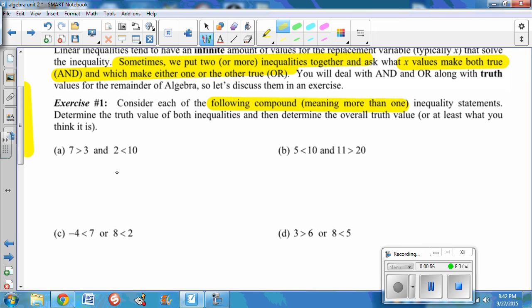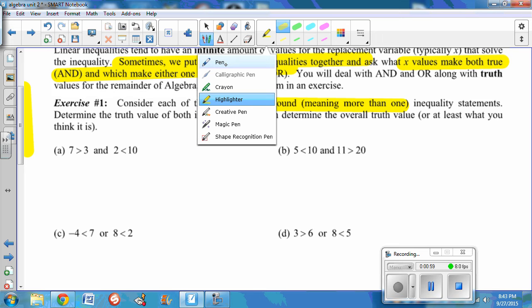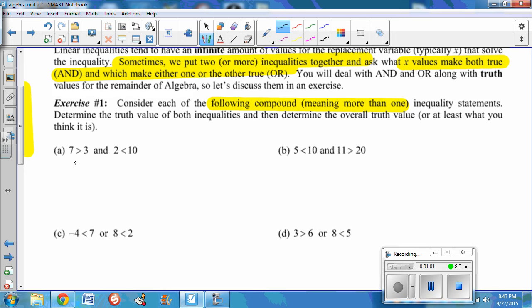So when we take something simple that we are familiar with, that first one says 7 is greater than 3. Well, we know that's true. And 2 is less than 10. We know that part is true too. So that makes the whole compound inequality true. Looking at part B, it says 5 is less than 10. We know that's true. And 11 is greater than 20. Well, we know that's false, so it makes that whole compound inequality false.